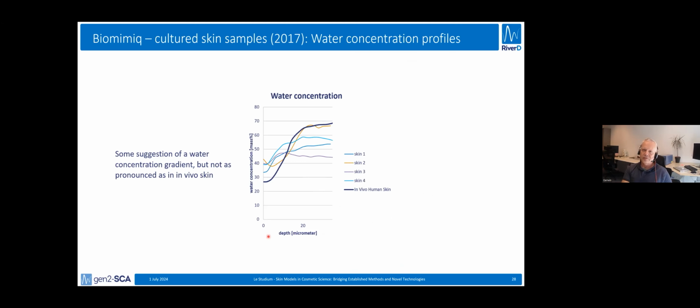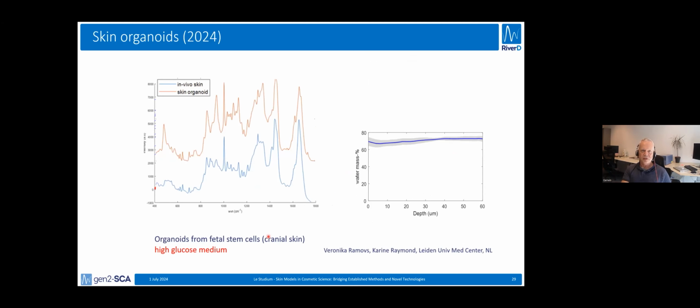So there's some more results. This is also an interesting one. It's a very recent one where we did a test together with researchers from the Leiden University Medical Center. We developed skin organoids. So here's a comparison of in vivo skin again, and in orange, the spectrum that we obtained from the skin organoids.